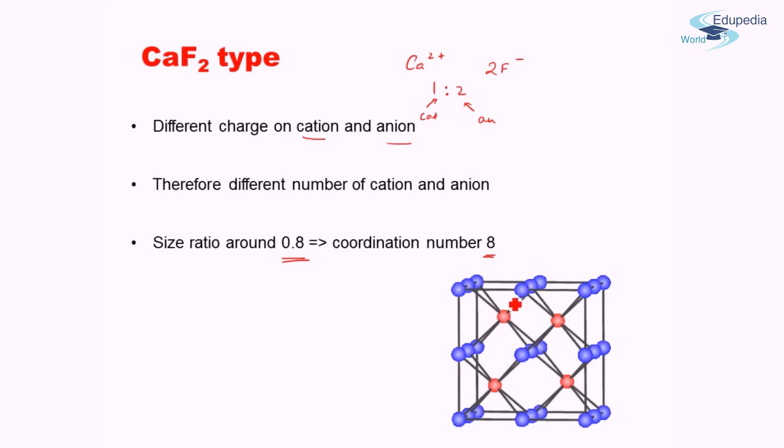Now, in order to visualize how exactly the CaF2 structure is, what you need to do is think of this unit cell as composed of 8 different unit cells. How come?